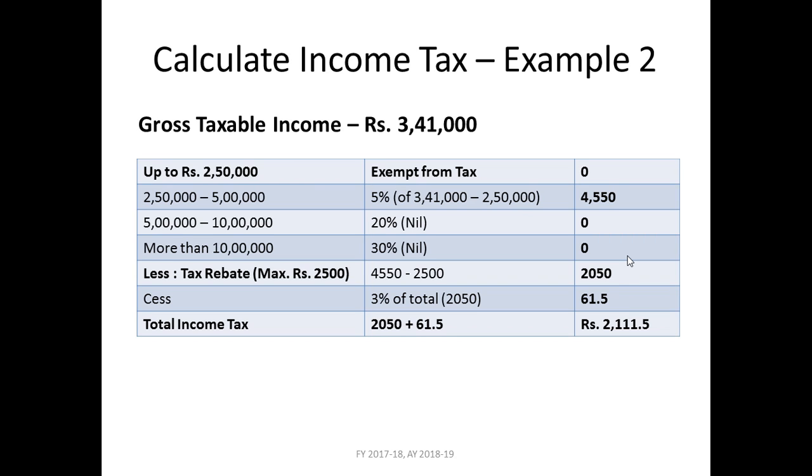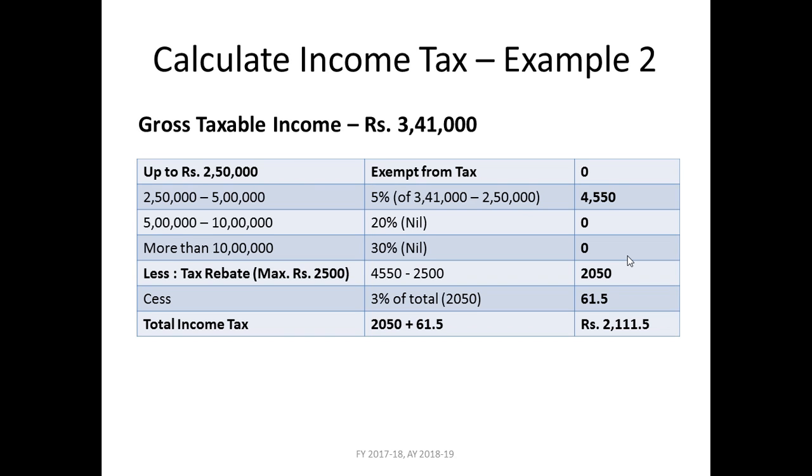So 4,550 minus 2,500 comes to around 2,050, and now the 3% cess on the total tax, that is 2,050, comes to around 61.5. So you add both these figures, 2,050 and 61.5, and it comes to around 2,111.5.